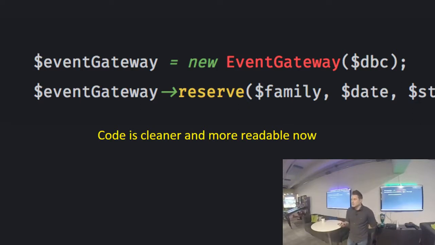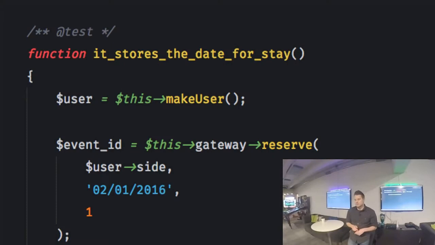And so now I new up an event gateway, pass in the database connection as the dependency, and then I call event gateway reserve. I pass in the family, the date that they're staying, and then the number of days that they're staying for. And so my code is now cleaner, and it's more readable. I know exactly what's going on. I don't have this giant chunk of code. And look here, we have tests as well.